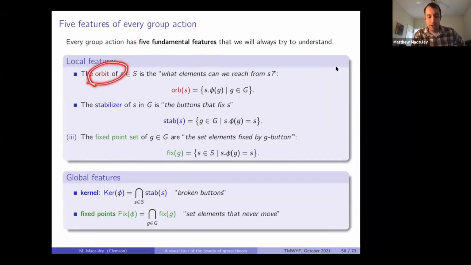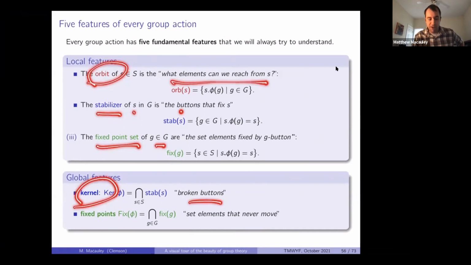The orbit is what elements can you get to? It's a connected component. The stabilizer of an element says what buttons don't move you. And the fixed point set of a button says, when you press this button, what things don't move. If you think about these definitions in terms of buttons, it makes things so much easier. And then the kernel of the homomorphism is just the set of broken buttons. The fixed points are the set elements that never move no matter how you press the buttons.